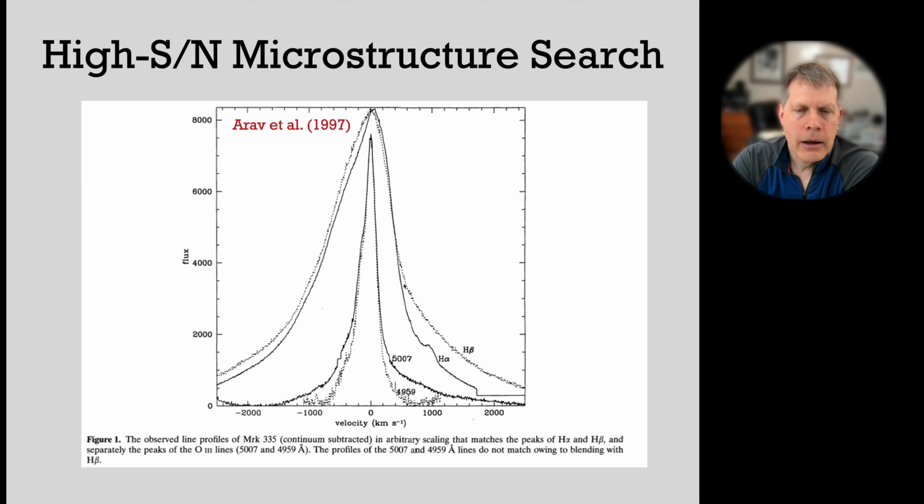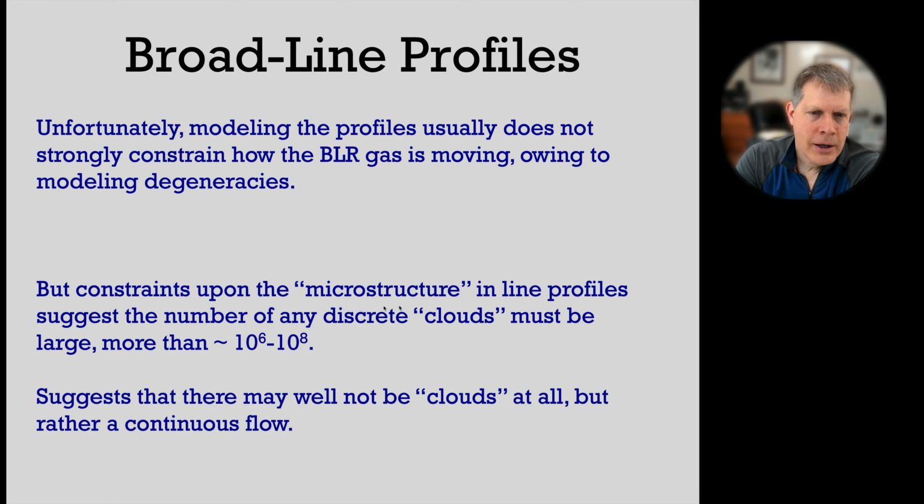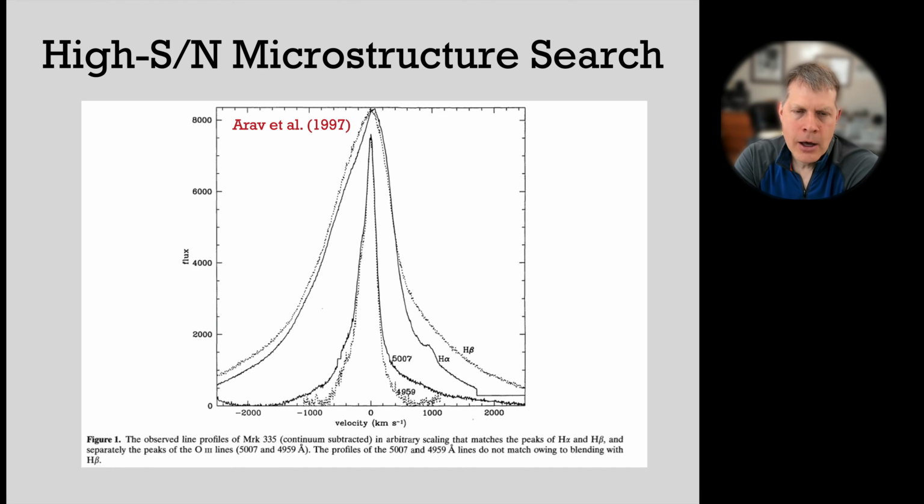This is interesting because it constrains the number of discrete, we will refer to them as clouds or emitting objects, that are required to be producing the line profiles. If you had a line that was made by just a small number of clouds, say 5 clouds in the broad line region, well, then you would expect that this profile would have significant microstructure or quantization to it because the number of emitting sources is small, so you'd get little step function behavior in the line profile.